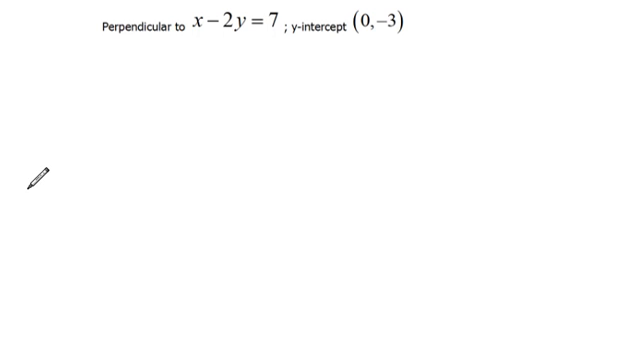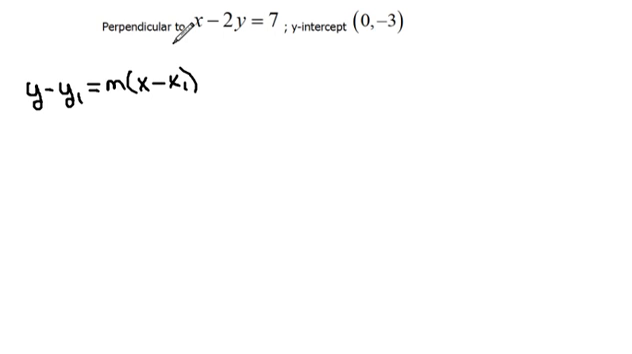Okay, here we go again. We're going to be writing the equation of a line. And so, since we're writing the equation of a line, the first thing that we're going to do is go ahead and write out our formula. y minus y1 equals m times x minus x1.